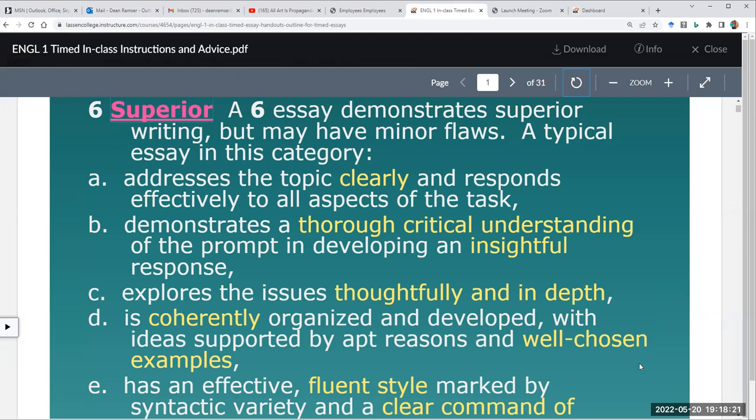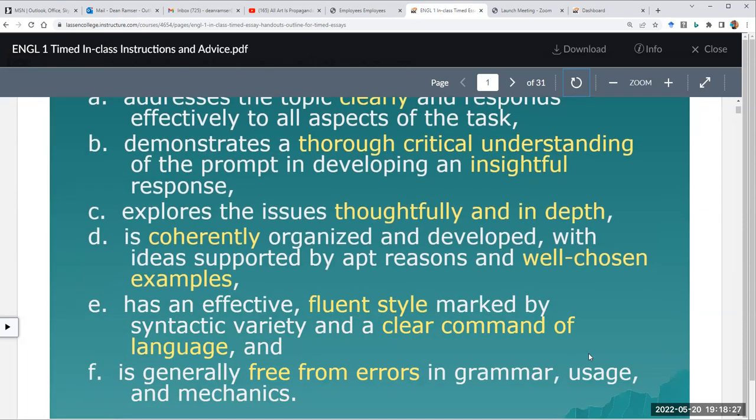Next, make sure you have an effective, fluid style marked by syntax variety and a clear command of language. So a fluid style is where the sentences are not just always seven words. Sometimes there are four words, sometimes there's 10 words, sometimes there's three commas, sometimes there's two.